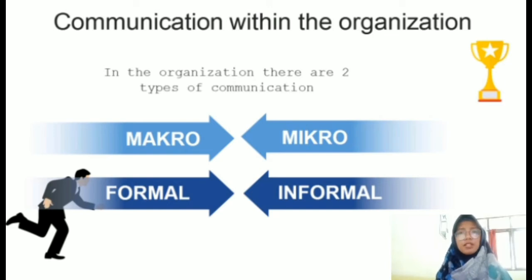In the organization, there are two types of communication that occur. The first one is macro. Macro communication is communication in the environment, the organization, and its surroundings. And the second one is micro communication. Micro communication includes members, superiors, subordinates. We said that there are formal and informal communication.